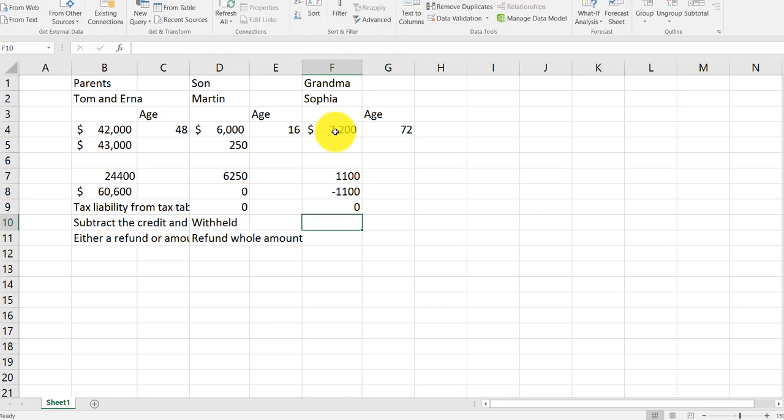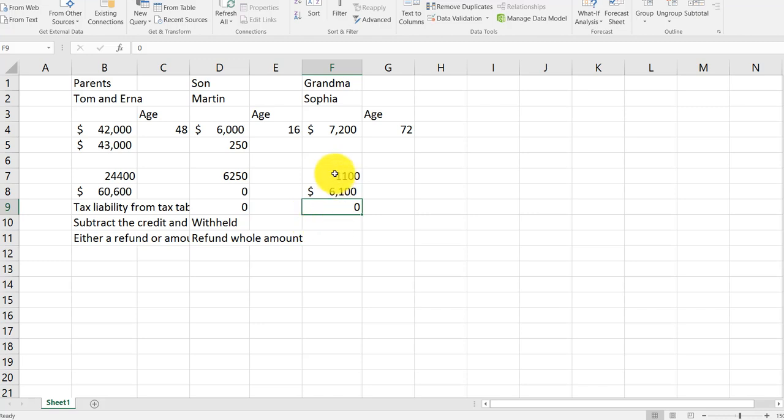Now, if this were all interest, then this would be important, because she would report the $7,200, she would take the standard deduction of $1,100, and she would have $6,100, and then she would look up her tax liability from the tax table and apply any credits to that, things like that, and go through the same process.